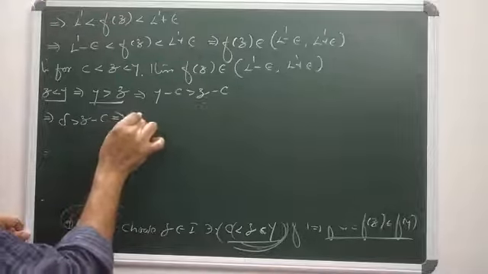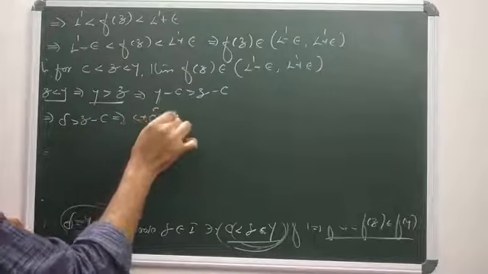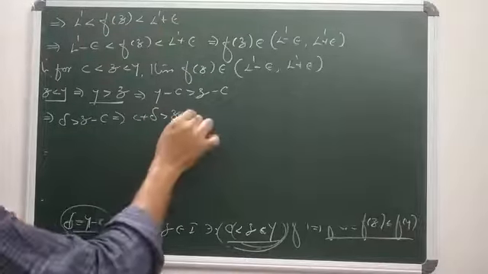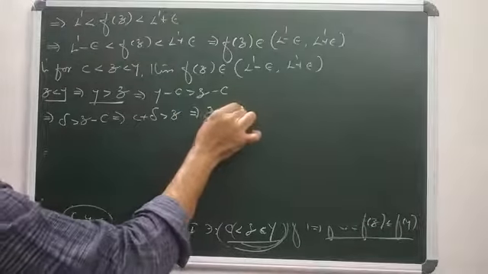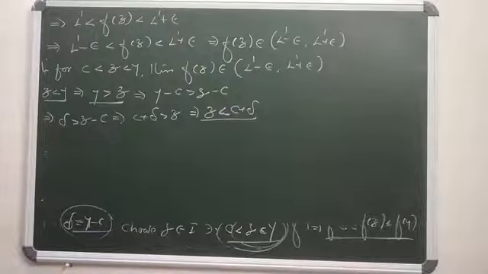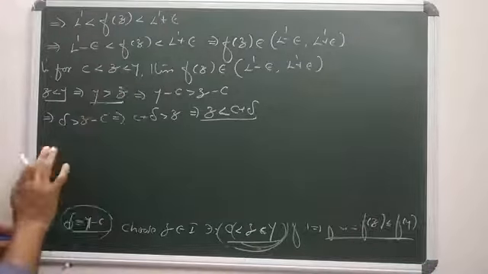That means c + delta > z, that is, z < c + delta. Y > z means y − c > z − c, so that implies z < c + delta. So again, come to this result.